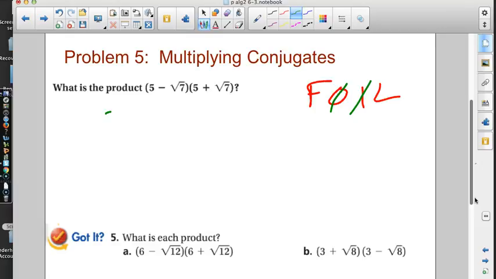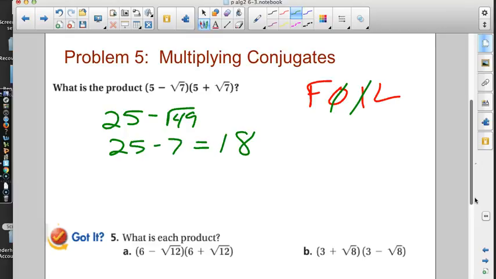First times first is 25. And then last times last will be minus the square root of 49. And in our heads we go, I can't believe she wrote down the square root of 49, we all know that's 7. And away we go. So we had two binomials that each had a radical in them, but by using conjugates, we get back to nice integer numbers. And that's what we want to happen.